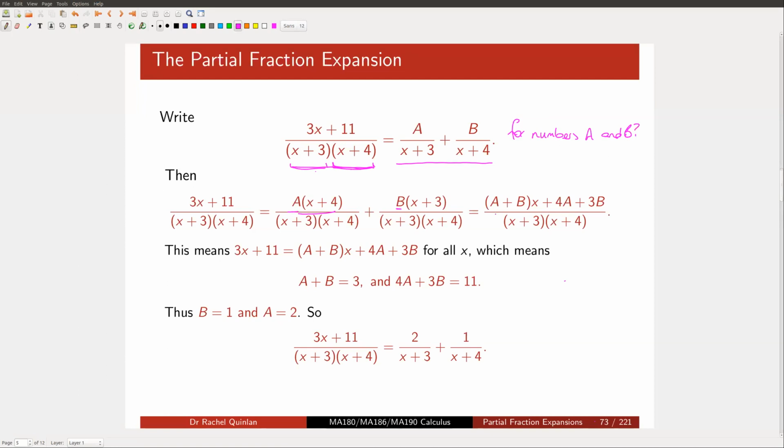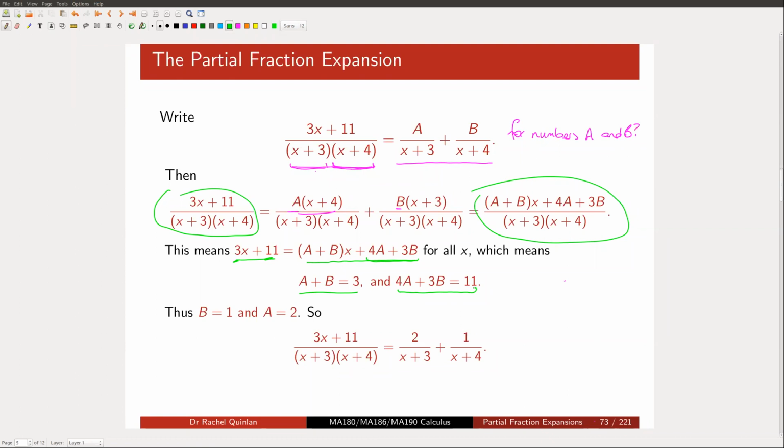And so if these two fractions, this fraction and this fraction, represent the same expression, if they're equal to each other, and they have the same denominator, then they must have the same numerator as well. Which means that 3x plus 11 should be equal to a plus b times x plus 4a plus 3b. And that should be true for all values of x, which means that the coefficients of x and the constant term should be equal on both sides. So 3 should be equal to a plus b, and 4a plus 3b should be equal to 11.